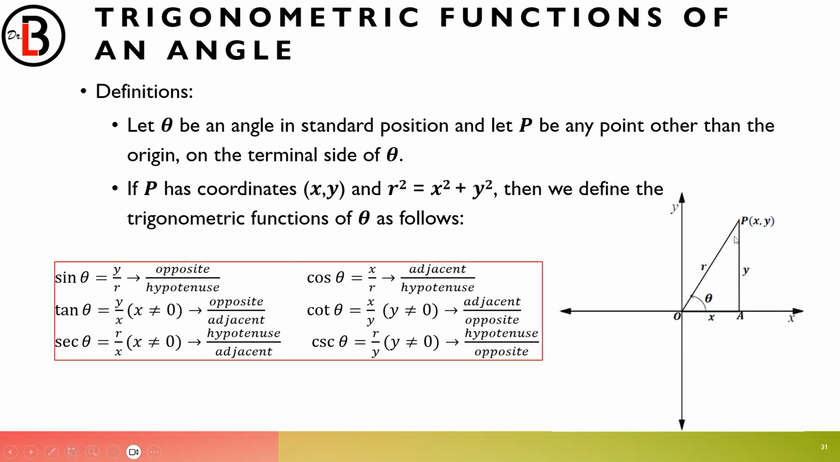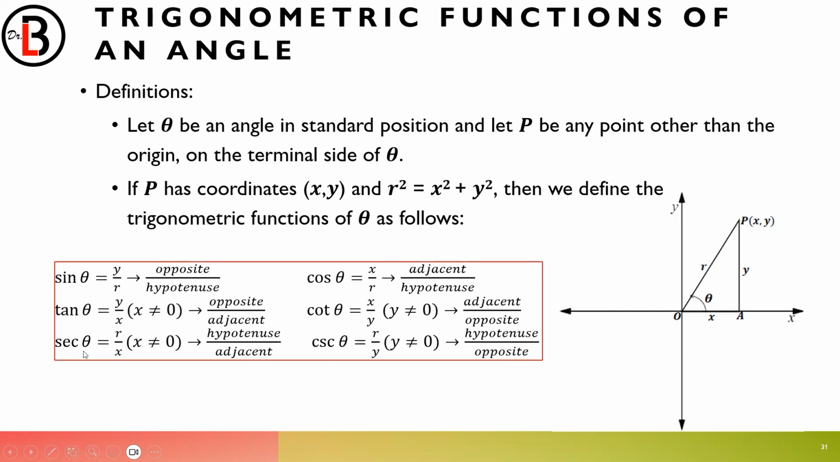Now, looking at this figure, what is sine of theta? It's opposite over hypotenuse, y over r. Cosine would be x over r. Whereas tangent is opposite over adjacent, so y over x. But look at this: for tangent, x cannot be 0, because if x is 0, it becomes undefined. So you have to have a value of x for tangent. For cotangent, you have to have a value for y.